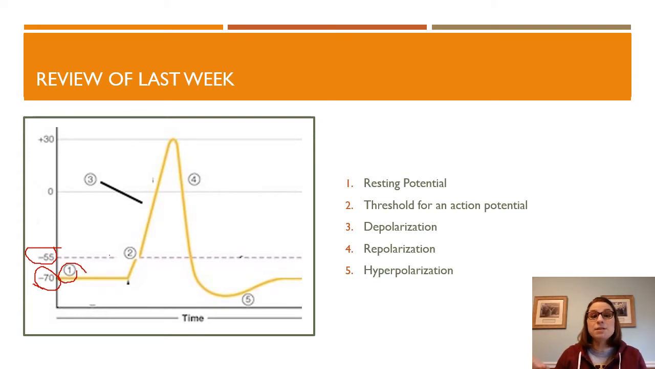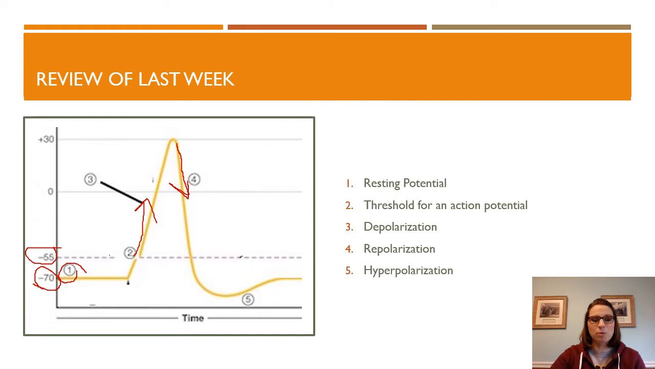If the stimulus is large enough and it gets to negative 55, an action potential will take place. If it's less than 55, no action potential is going to take place and it's just going to stay put. But once we hit that threshold, then boom, all those sodium channels open up, allow sodium to flow into the cell, and we have depolarization. That's number 3. The potassium channels are a little bit slower. So number 4, that's the repolarization. That's potassium flowing out of the cell to help repolarize.